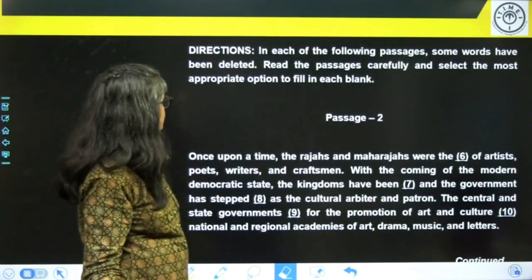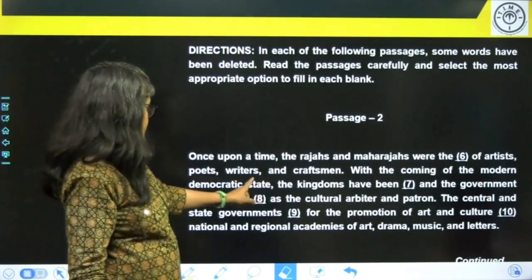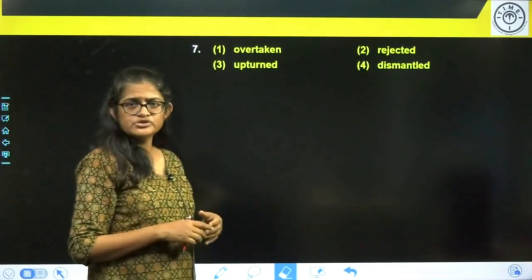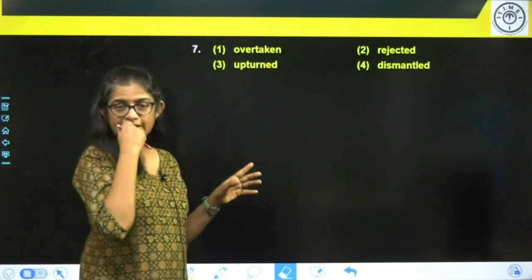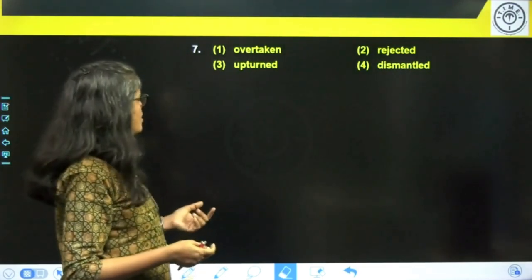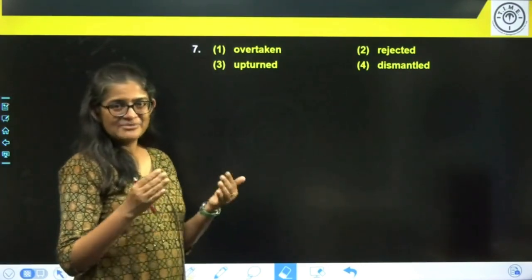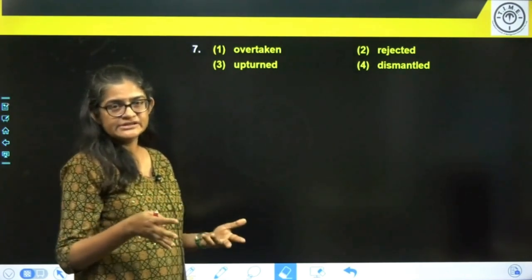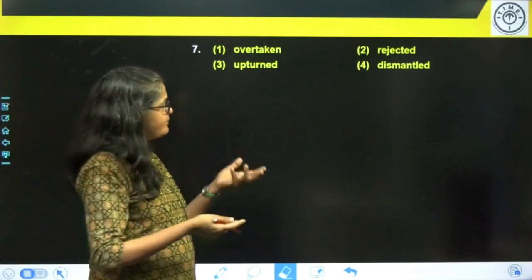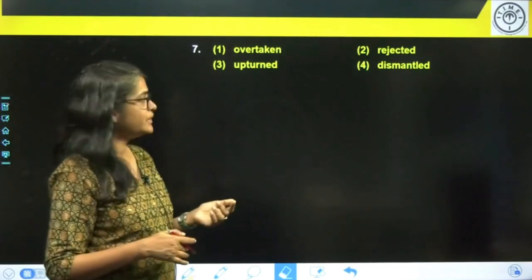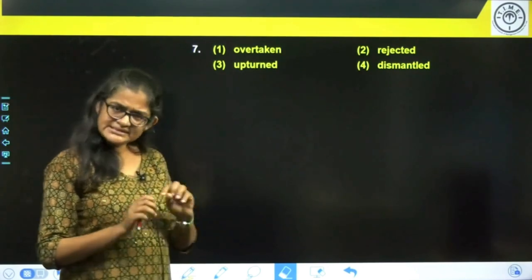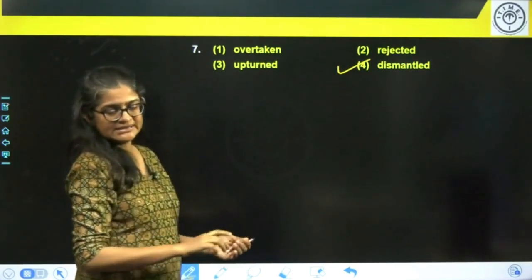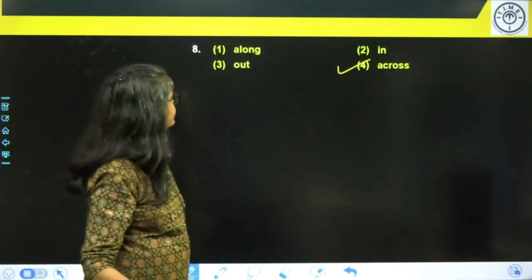Next. Modern democratic state, the kingdoms have been, what happened to the kingdoms? Kingdoms disappeared, right? There are no more kingdoms in India. So, overtaken, no, it is not a race. Democracy led to the disappearance of princely states or kingdoms. Rejected, no. Upturned. Upturned is not the right word here. Dismantled. Dismantled means the kingdoms got dissolved. There are no more kingdoms. Okay, so dismantled is the right word.